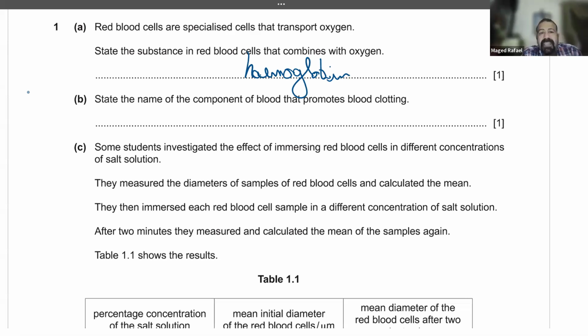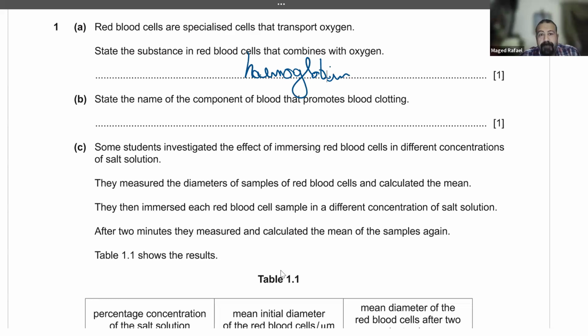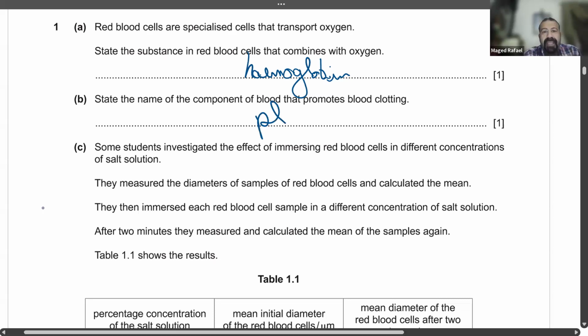Going to the next question, he wants you to state the name of the component of blood that promotes blood clotting. If you want to answer via the chat box, fine. Yes, exactly, Masauda. The second answer is platelets. So we will write platelets.